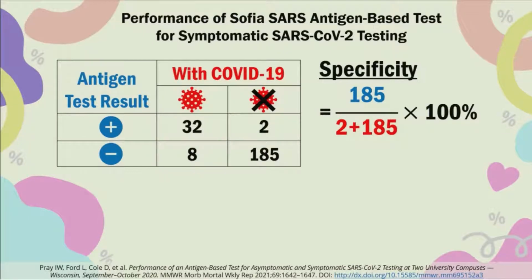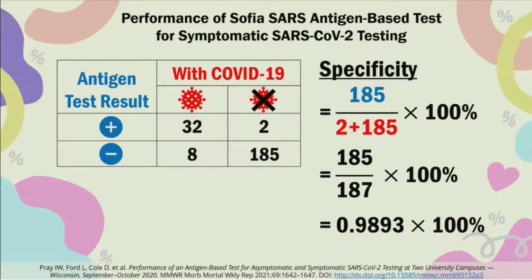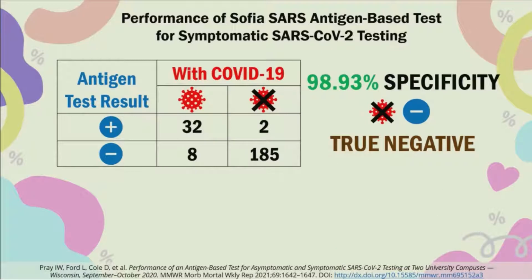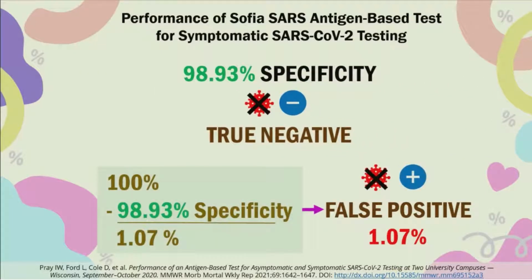185 divided by the sum of 2 and 185 or 187 is equal to 0.9893. Multiplied by 100% is equal to 98.93% specificity. This means the Sofia SARS antigen test correctly gives a negative result for 98.93% of the tested people not infected with COVID, the true negative rate. 1.07% is its false positive rate.